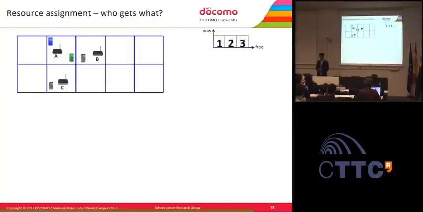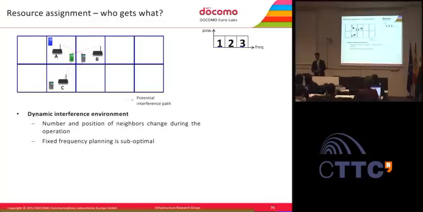Okay, back to our toy example. 3 cells, 3 component carriers. Who gets what? This is the interference situation. These red dashed lines show what's interfering with what.